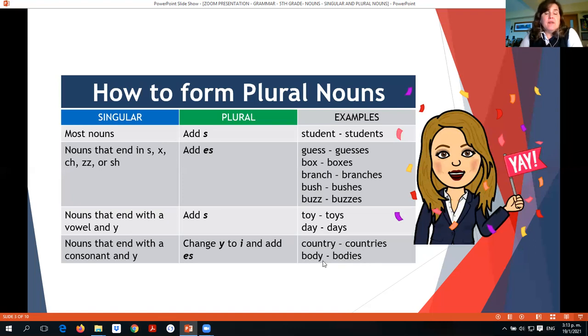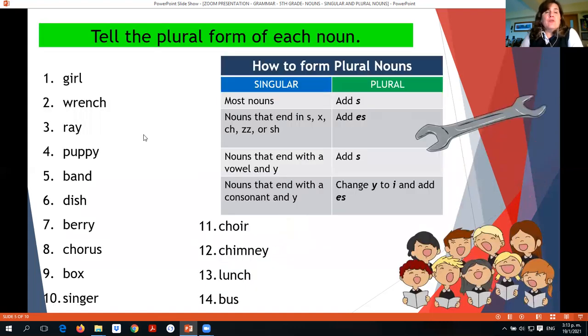Here you have body, for example. You have consonant and Y. You take out the Y and you replace it with an I and ES, bodies. Okay. This chart I'm going to be using on our following slides, so you can check what we're doing. Okay. So, for example, we have here 14 nouns, and we need to put the plural form for them.